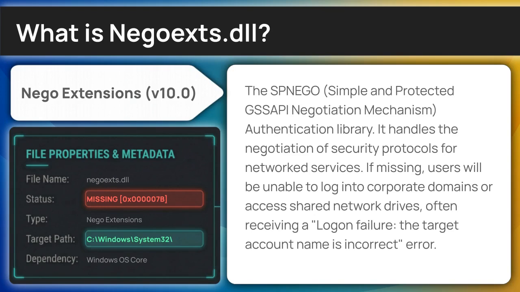This is the Negotiation Extension Library, the SPNEGO Simple and Protected GSSAPI Negotiation Mechanism, Authentication Library. It handles the negotiation of security protocols for networked services. If missing, users will be unable to log into corporate domains or access shared network drives, often receiving a Logon failure. The target account name is incorrect error.